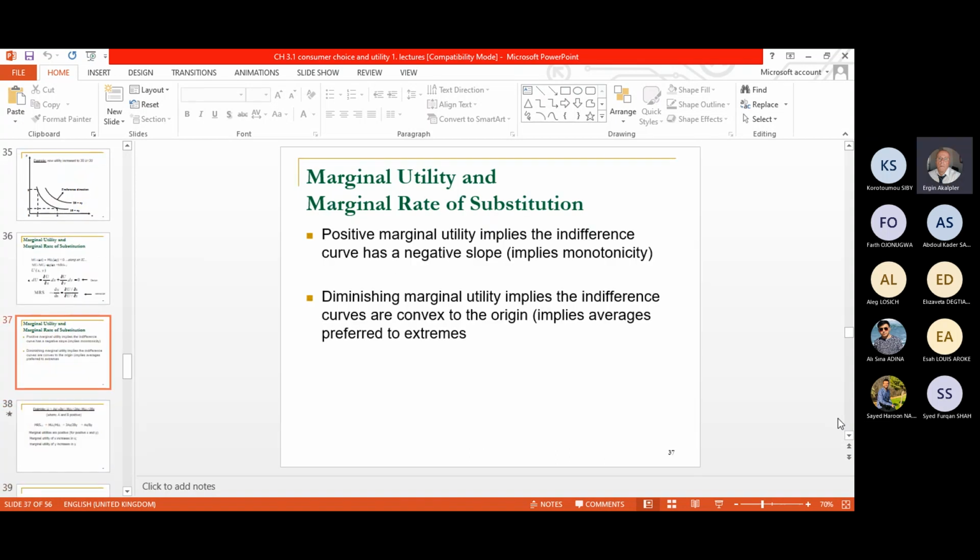Marginal utility and marginal rate of substitution. Positive marginal utility implies the indifference curve has negative slope, which implies monotonicity, and diminishing marginal utility implies the indifference curves are convex to the origin, which implies averages are preferred to extremes.